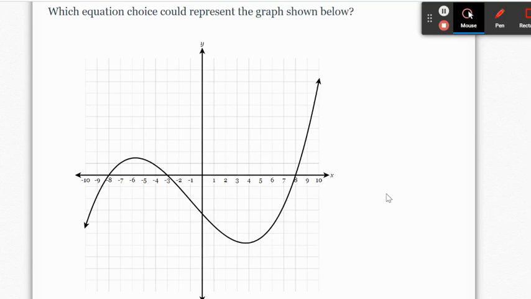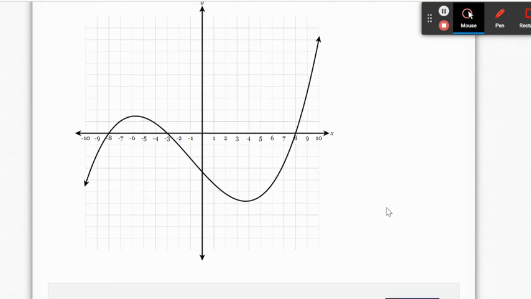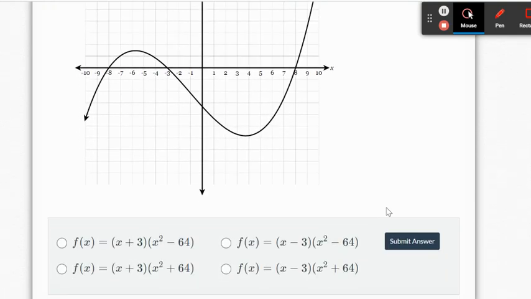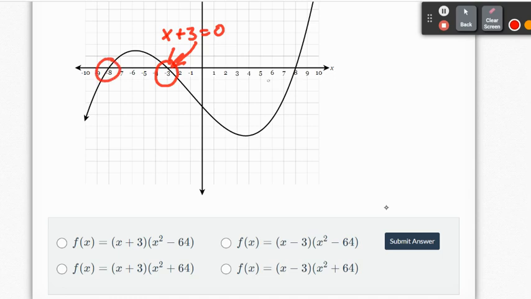So we're going to be given a graph of a polynomial, and we need to identify what factored form would represent the polynomial. So all we need to do in these problems is think about the fact that these roots, these x-intercepts, came from a factor that was opposite of the number. So x plus 3, if it was set equal to 0, would have produced a negative 3. And then we have negative 8 and positive 8.